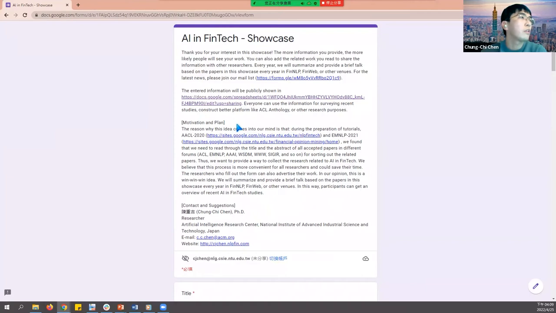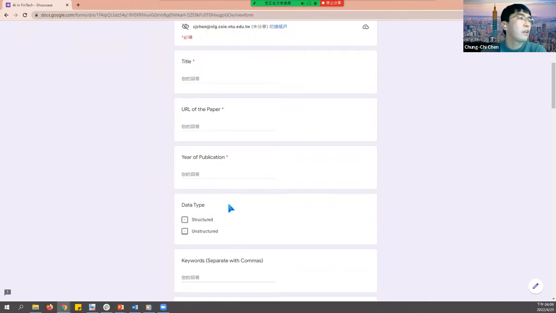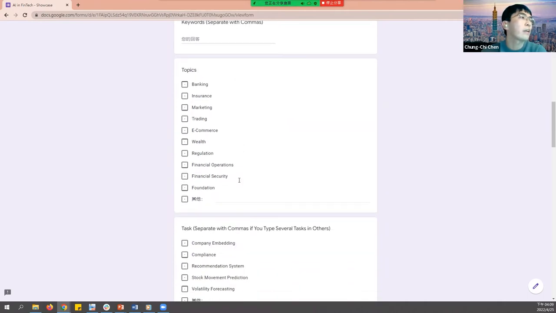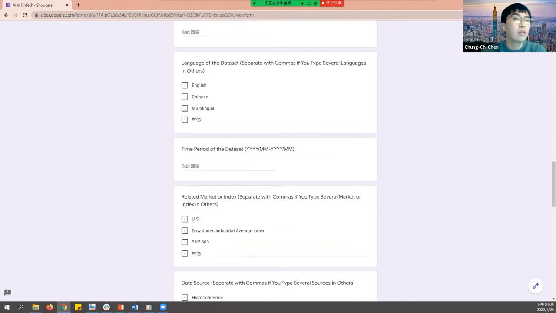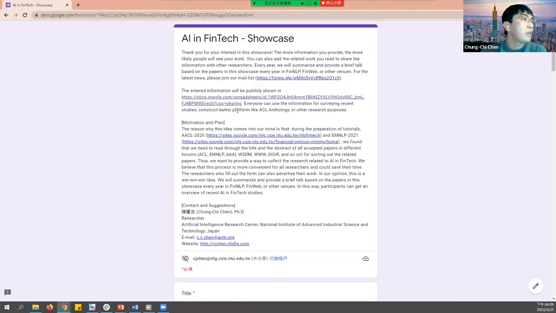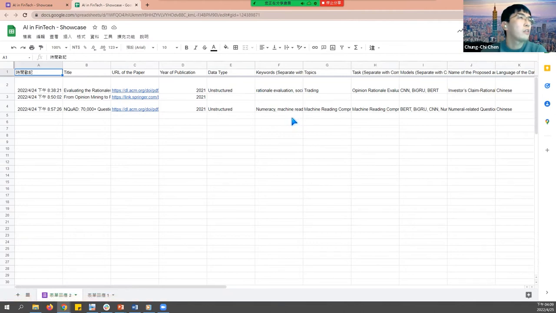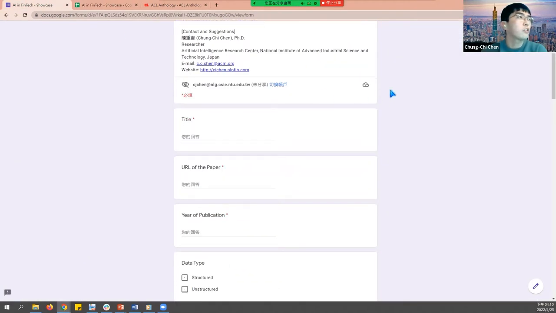This is the form. You can fill in this form with the titles and links to your paper and your publication. If you're willing to do that, you can provide information for readers who are interested in AI in FinTech. The more information you provide, the easier it is for others to find your papers. The submitted information will show in this Google document. So everyone who is interested in AI in FinTech can get the information from this form, and they can further use the submitted information to construct a website like the ACL ontology. So please try to use this form and provide any suggestions to us.